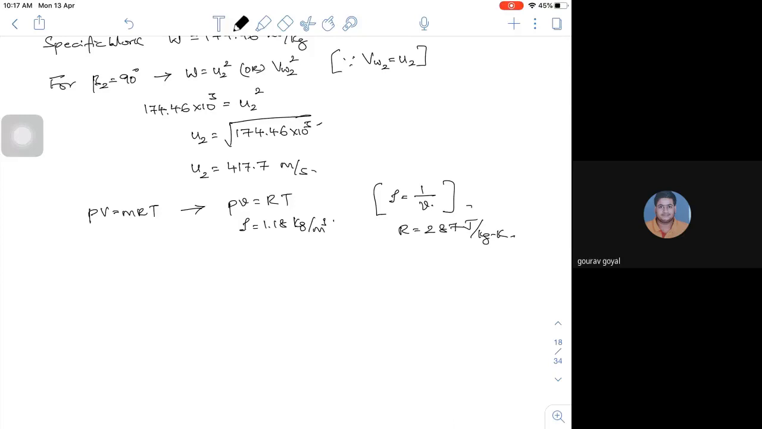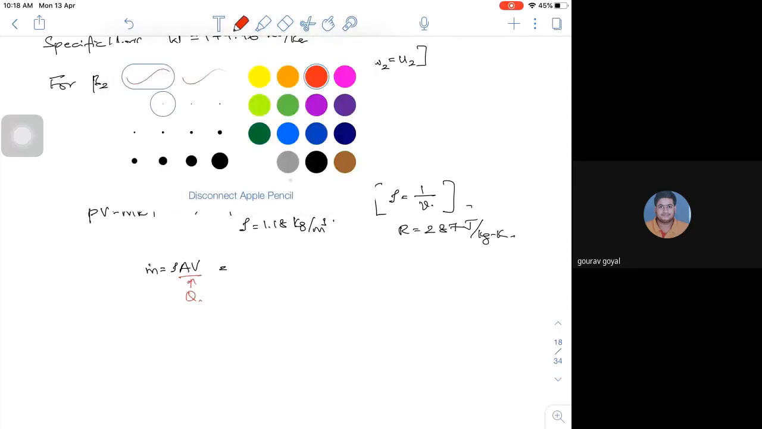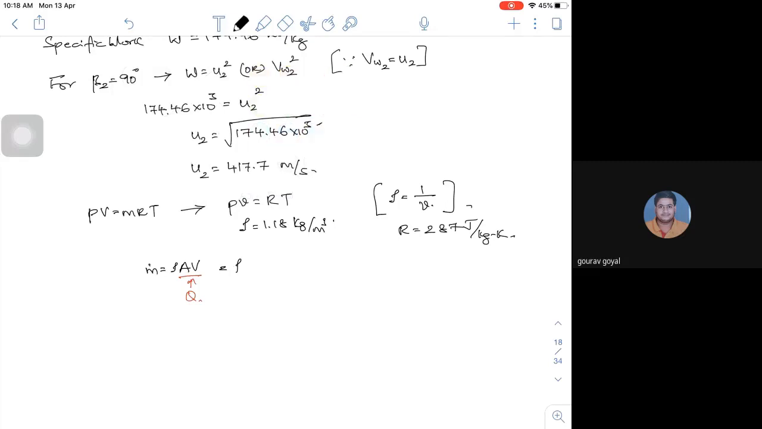What is the mass flow rate equation? Mass flow rate is equal to rho AV. But what is my AV? It is my Q. So this is actually rho AV, and this is actually Q, so I can write the equation as rho into Q. So m dot is equal to 1.18 into 10. I will end up with a mass flow rate of 11.8 kg per second.